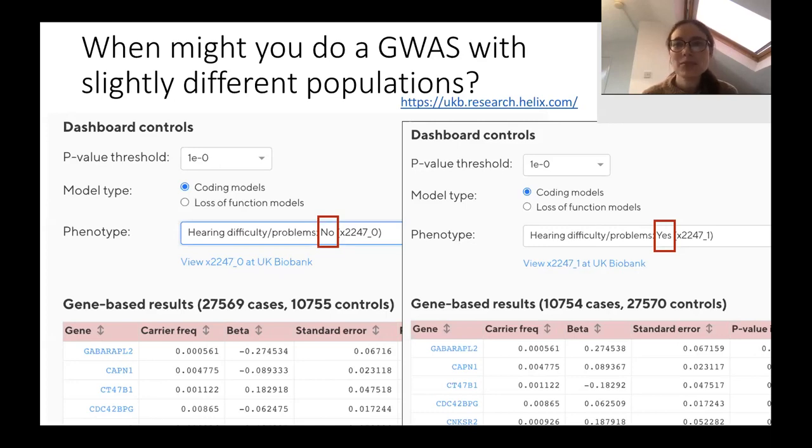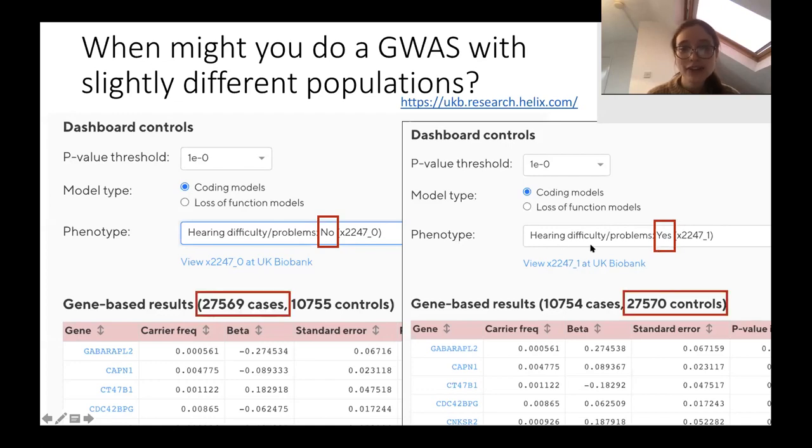Like here's an example from the UK Biobank. Here, they release the results of two different GWAS studies. In this example, the phenotype under investigation is for people who answered no to the question, do you have hearing difficulty problems? And here, the phenotype is people who answered yes to the question, do you have hearing difficulty?